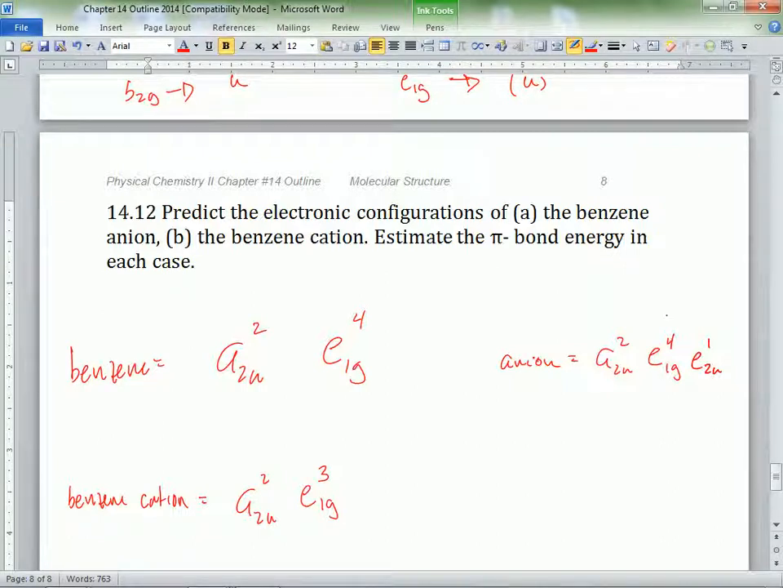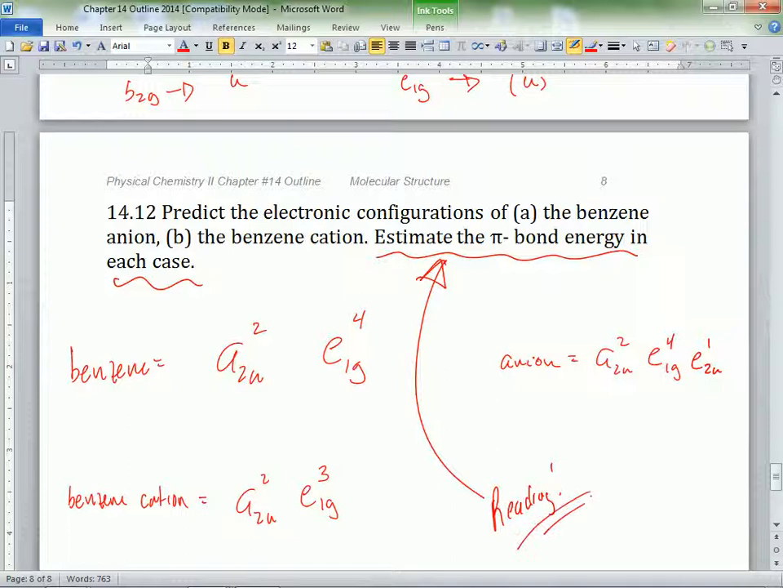Then they want you to estimate the pi bond energy in each case. So this is from the reading. You've got to dig this out of the reading, because it says right here in the very middle, if you're on page 416. Page 416 is just talking about benzene and its diagram. Benzene has how many pi electrons altogether? Yes, there's 6, right?